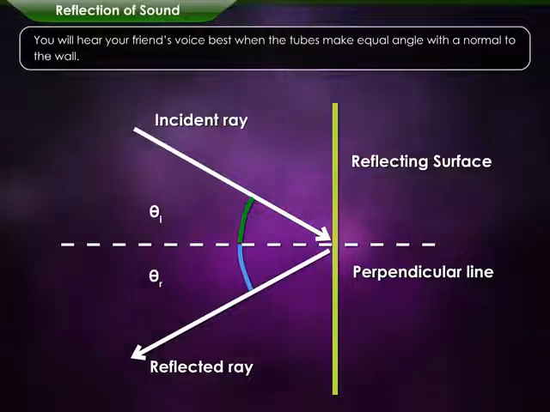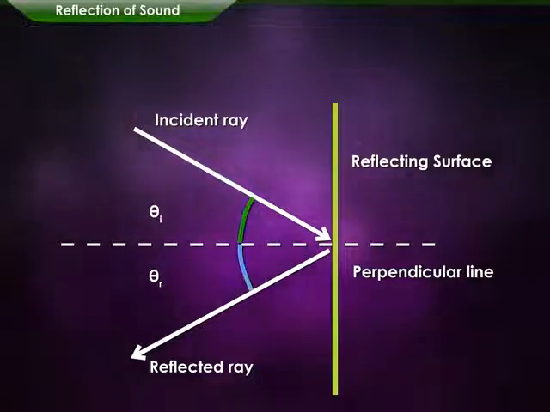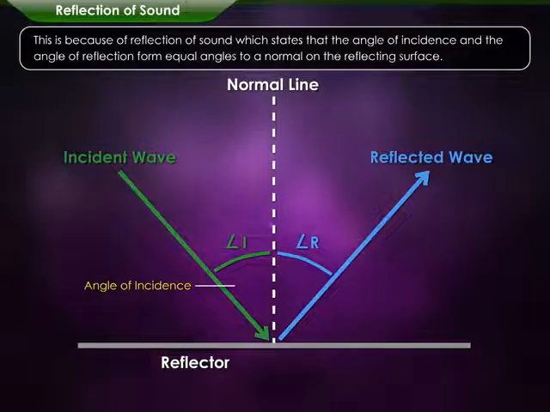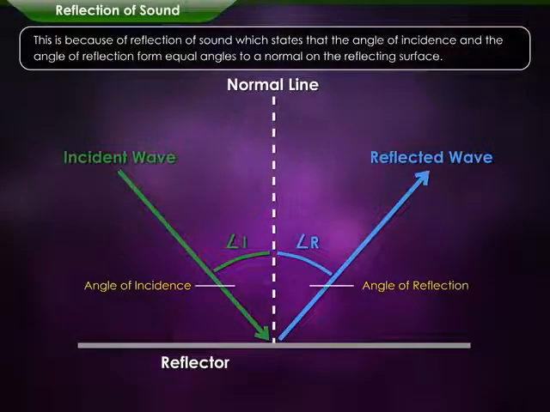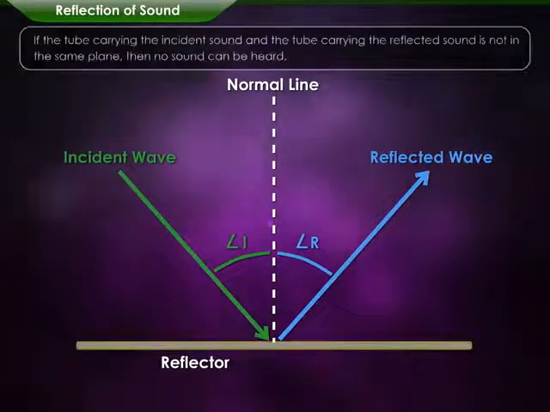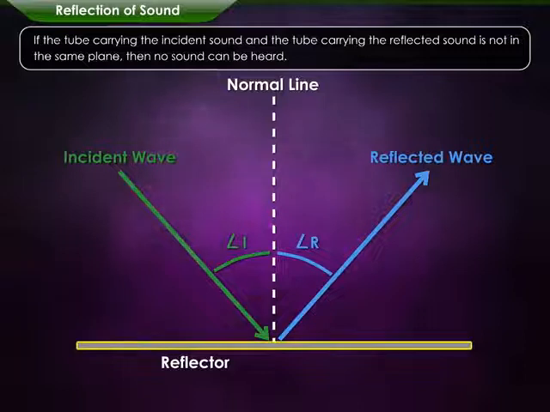You will hear your friend's voice best when the tubes make equal angles with the normal to the wall. This is because of reflection of sound, which states that the angle of incidence and the angle of reflection form equal angles to a normal on the reflecting surface. If the tube carrying the incident sound and the tube carrying the reflected sound are not in the same plane, then no sound can be heard.